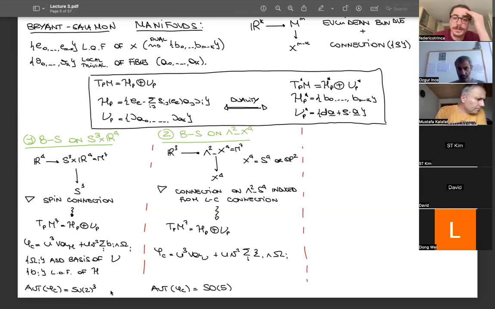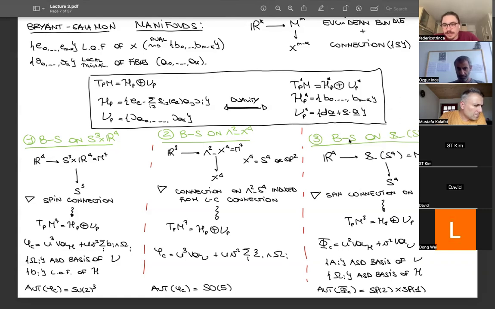The second Bryant–Salamon example is the bundle of anti-self-dual two-forms over X^4, where X^4 is either the sphere or CP^2. Of course, we have a connection, which is the one induced from the Levi-Civita connection, and so the tangent space splits again into horizontal and vertical parts, and the three-form is once again explicitly written in this way. The c_i are the vertical coframe. And the automorphism group of such a manifold is SO(5), and here I'm just considering X^4 equal to S^4.